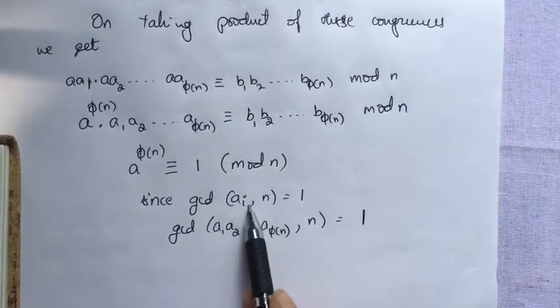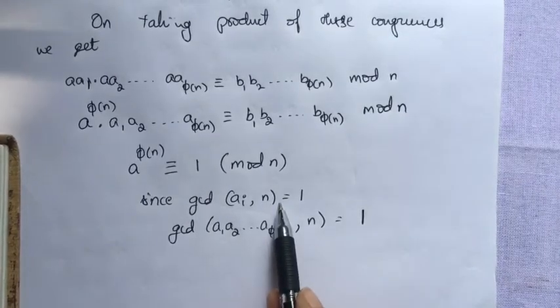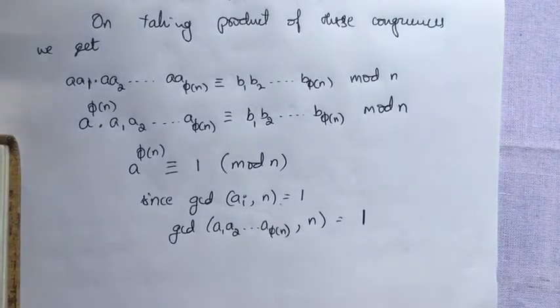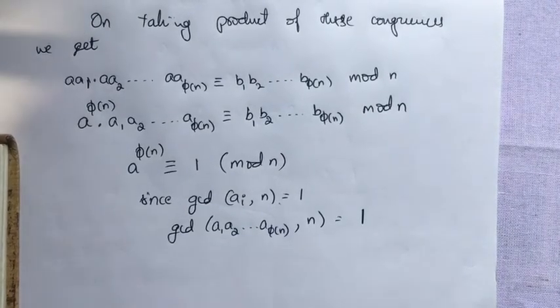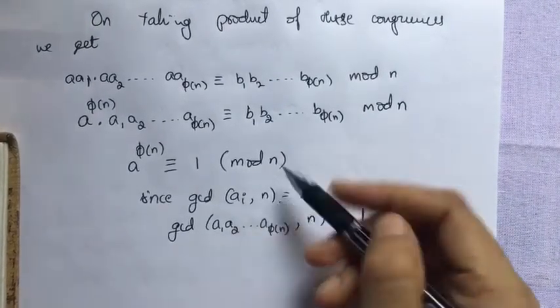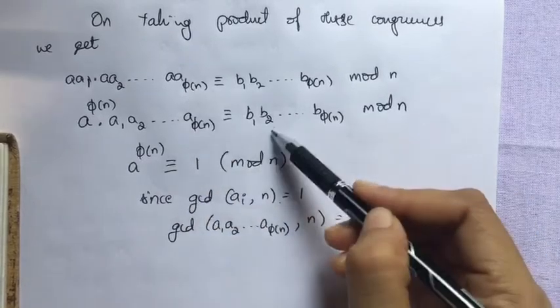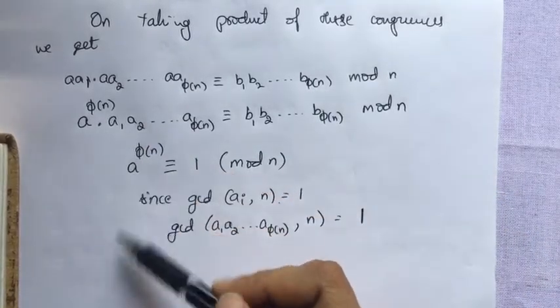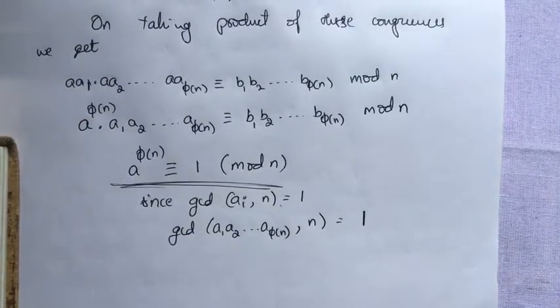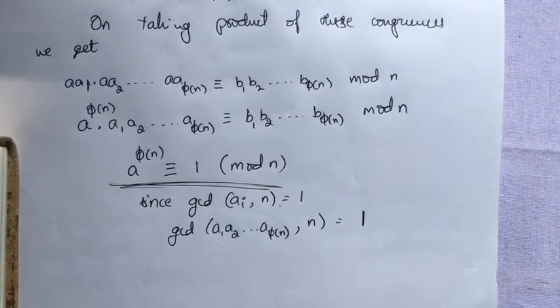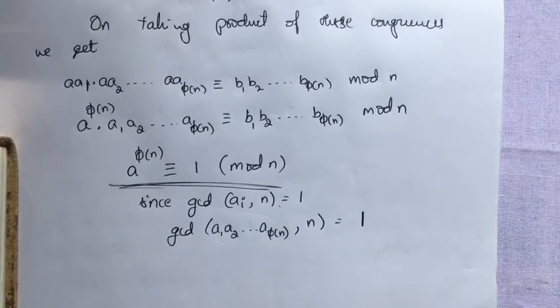Since all a_i's are individually relatively prime to n, their product is also relatively prime to n. So from the cancellation law we can apply over here. We can cancel this and we can directly write a power phi of n is congruent to 1 mod n. Hence the proof of Euler's theorem.